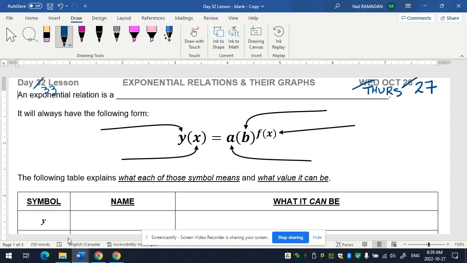So an exponential relation is a relation or a function. Let's say a function that involves, like has in it... Again, what's the name of this unit? Exponent. So it's a function that involves exponents. It's a function that involves exponents.